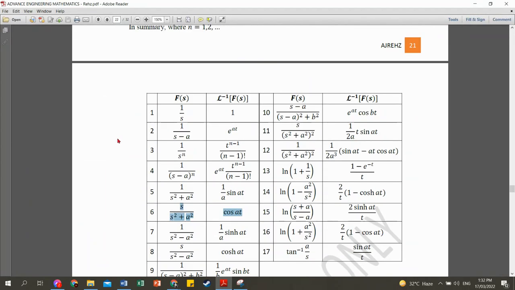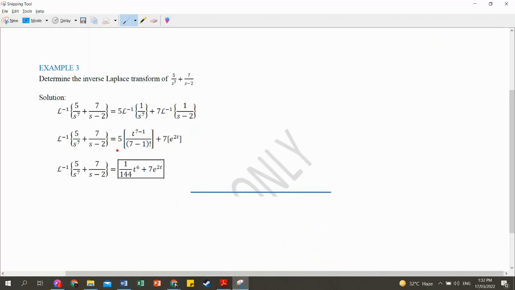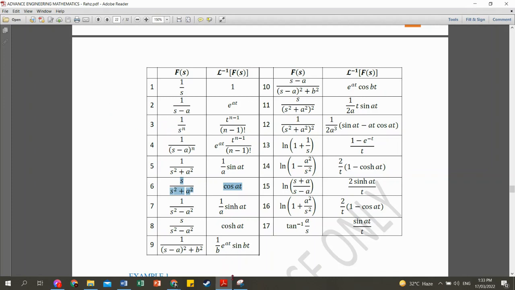Okay, so let's also have number 3, example number 3. Determine the inverse Laplace transform of 5 over s raised to 7 plus 7 over s minus 2. So again, linearity theorem: you have 5 times the inverse Laplace transform of 1 over s raised to 7 plus 7 times the inverse Laplace of 1 over s minus 2. This 1 over s raised to 7 is the one for 1 over s raised to m. This 1 over s minus 2 is the one for 1 over s minus a. So these are the formulas, number 3 and number 2.